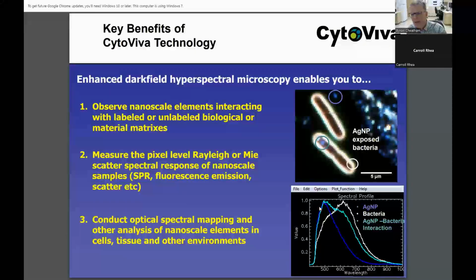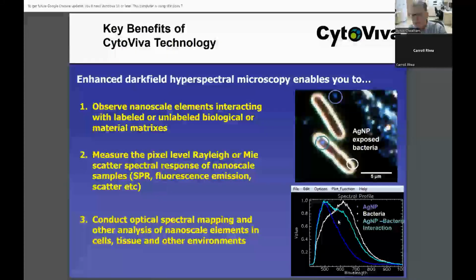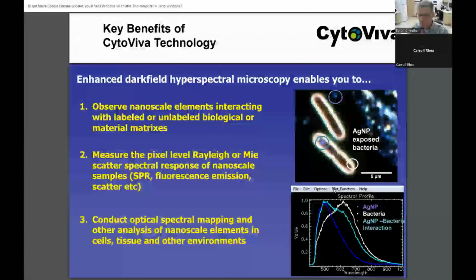And we can confirm that because now if we look at the light blue spectral curve, it's very different from the silver nanoparticle isolated. It now appears to be a hybrid spectral curve of the silver nanoparticle and the bacteria, because that's in effect what it is. The biocorona of the bacteria is affecting the optical spectrum of the silver nanoparticle and allowing us to confirm that that silver nanoparticle is indeed interacting in some way with the bacteria.